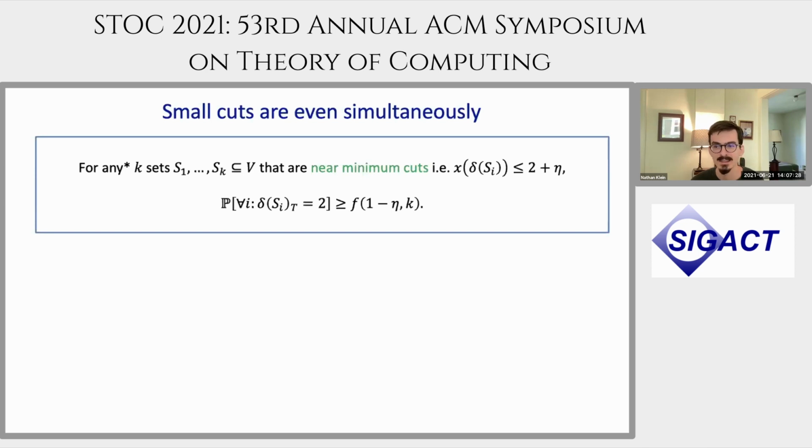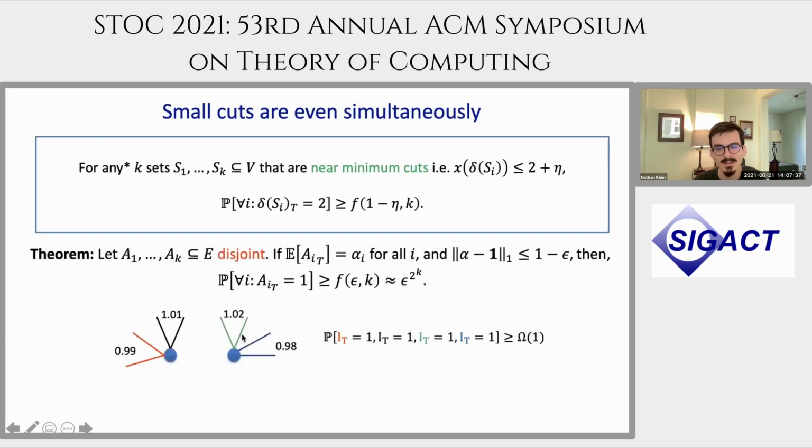So one version of this is to say that if you take any constant number of vertices, then there's some probability that they're all even simultaneously. So to show this, we proved that if A1 through AK are disjoint subsets of edges, alpha of i is the expected number of edges of T in A_i, and this alpha vector is close to the all ones vector, then with probability that's a function of only epsilon and K, T has exactly one edge in all of the A_i's. So in this example, it says that there's a constant probability that we get exactly one edge of each color in the tree.